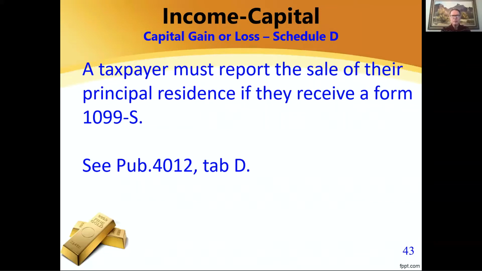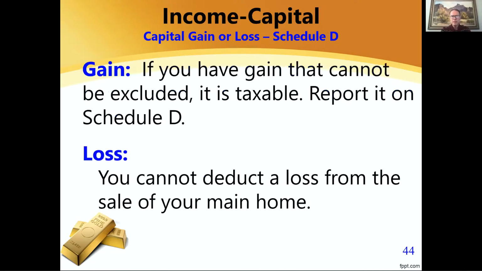If at the time you sell your house, you sit down with the escrow officer, you sign the papers and you get a Form 1099-S, that means the escrow company has sent the details of the sale to the IRS and they're expecting you to report the sale. And so at that point, you're going to have to report the sale. If there's no 1099-S and it's excludable, you just pretend it didn't happen. Next tab.